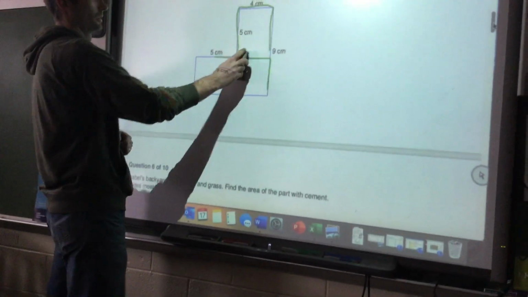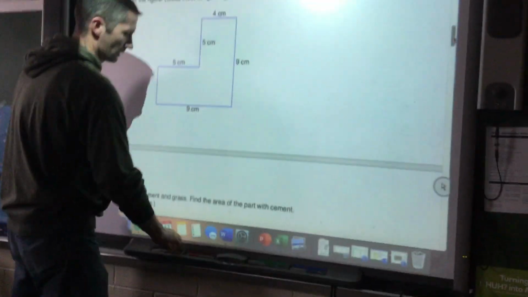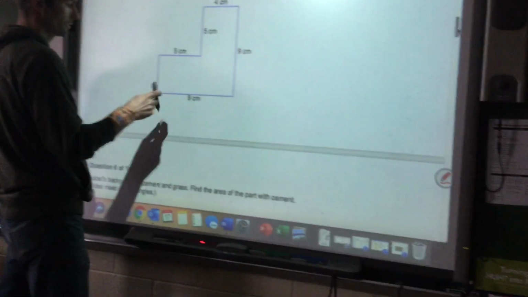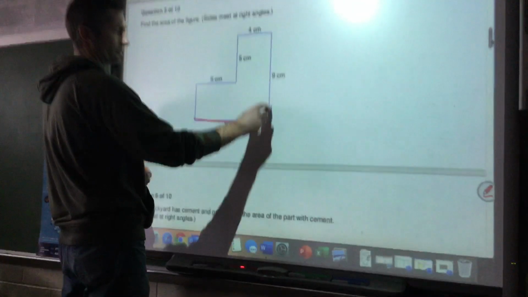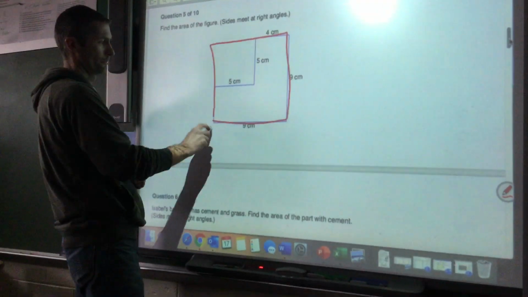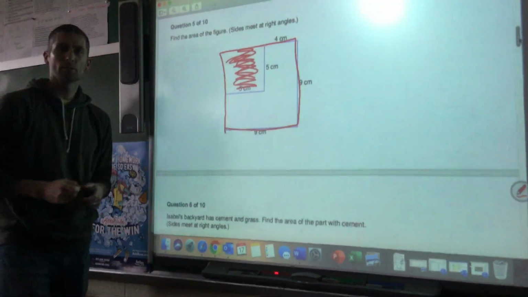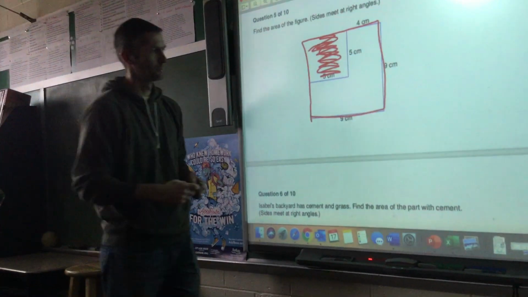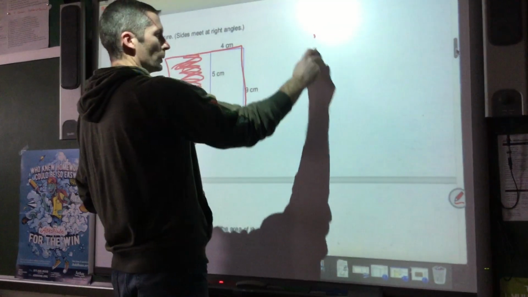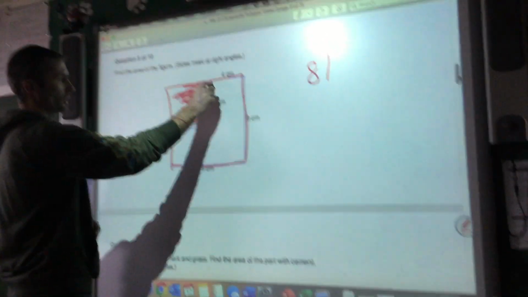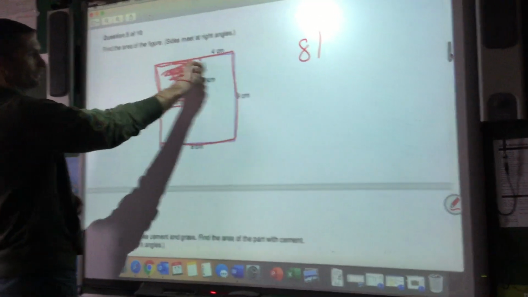Or, the way I like to do best, is I could make this one big rectangle, and then subtract out this little rectangle. So that's what I'm going to do for this one. 9 times 9 is 81, and then I'm going to subtract this out. 5 times 5, which is 25.